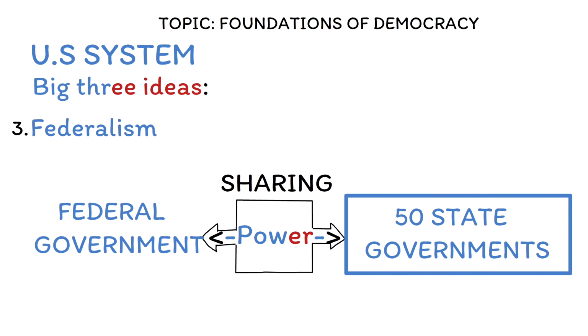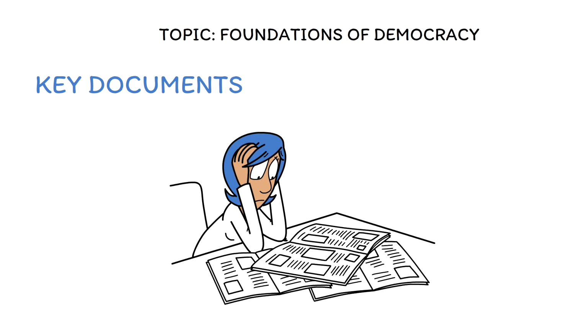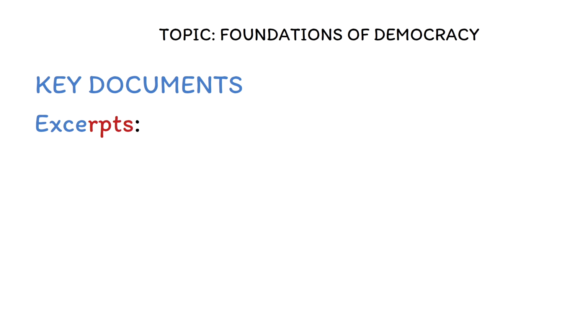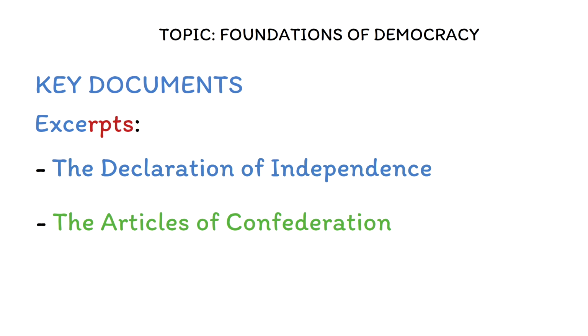state governments. Finally, this topic covers key documents. You don't need to memorize them, but you will need to read short parts of them and answer questions. You'll see excerpts from the Declaration of Independence, the Articles of Confederation, which was our first failed government, and the U.S. Constitution.